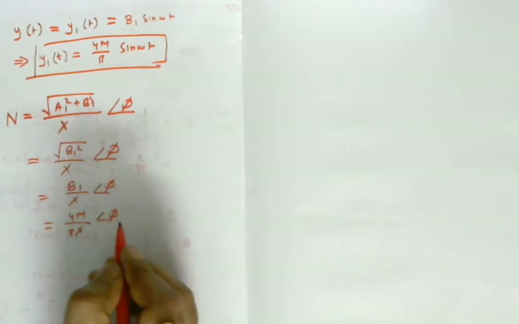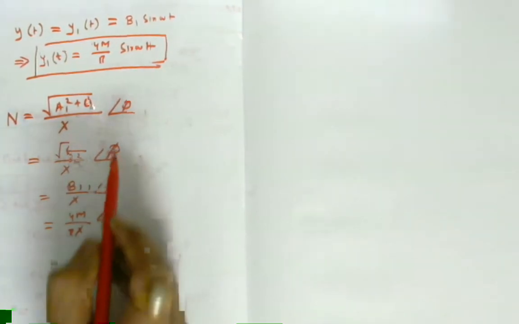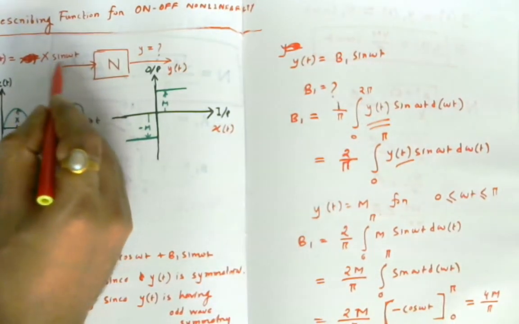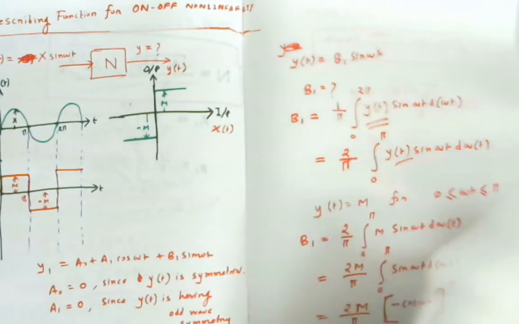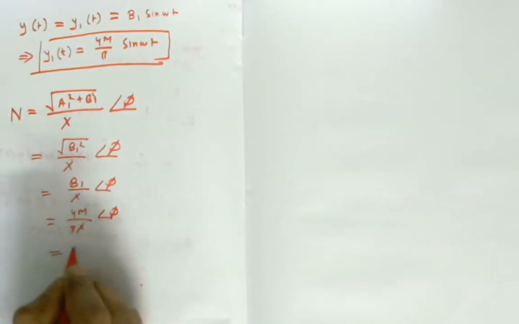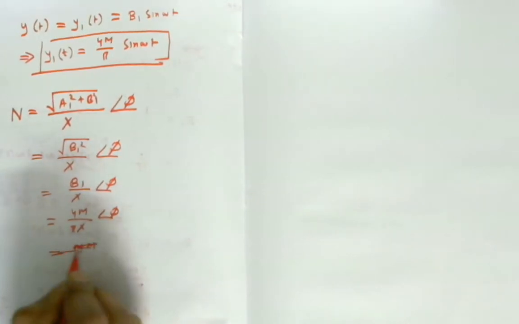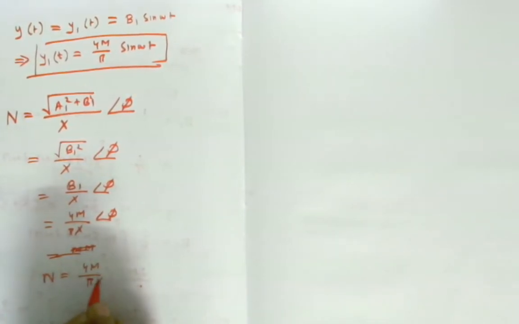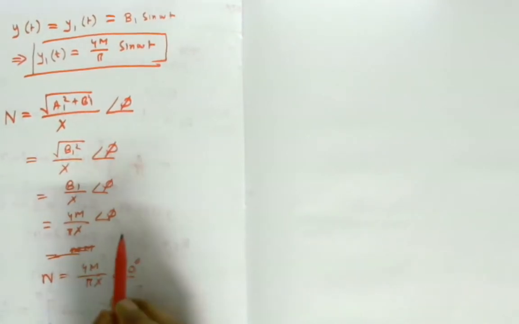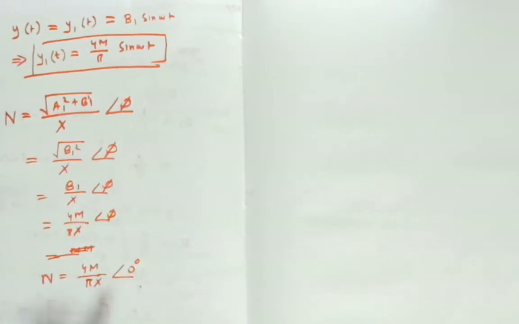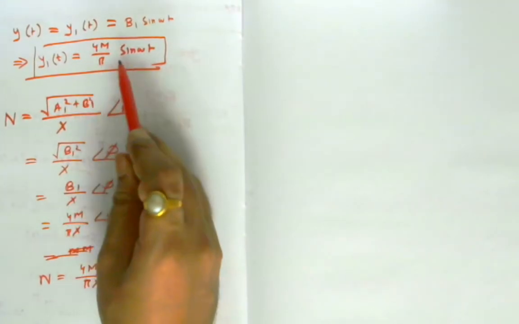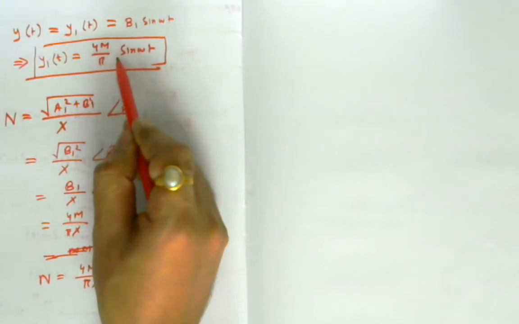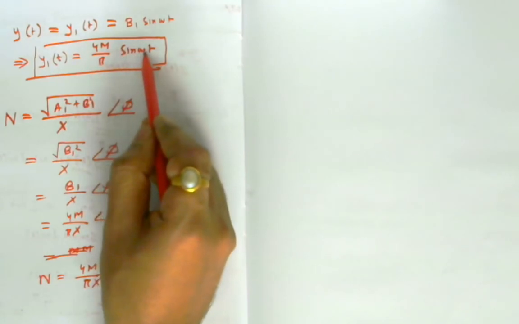Now what is phi? Phi is the phase difference between input and output. The output waveform has sin omega t, and the input waveform also has sin omega t, so there must be no phase difference, so phi should be 0. So the describing function for the on-off nonlinearity is 4m by pi X at the angle of 0 degree. I hope you have understood the phase difference: it is the difference between the output waveform and the input waveform.